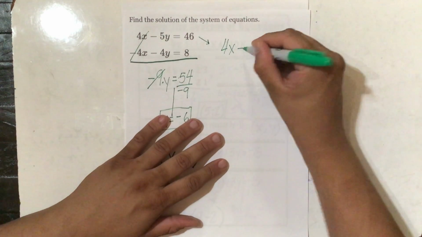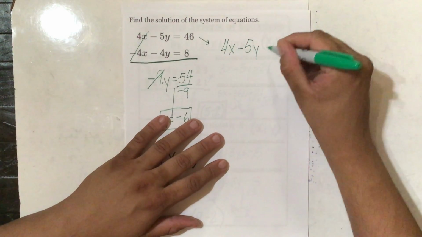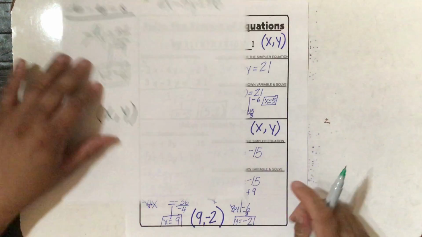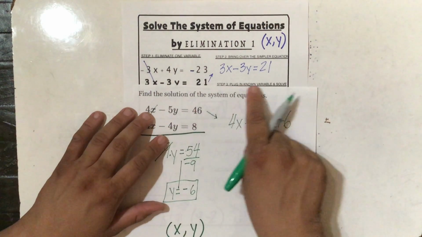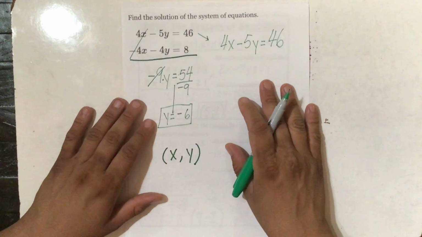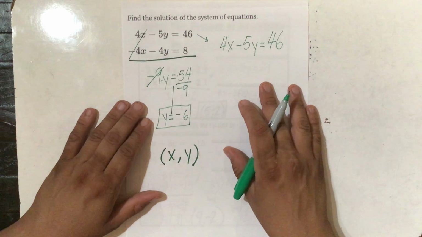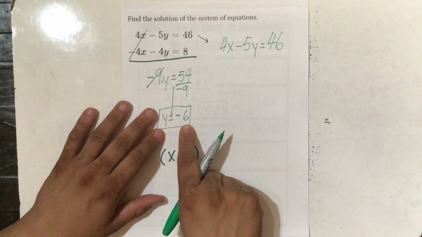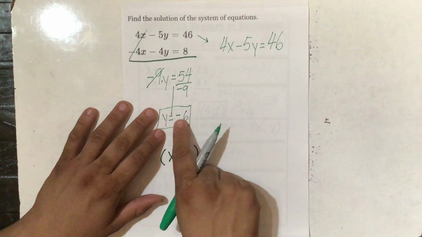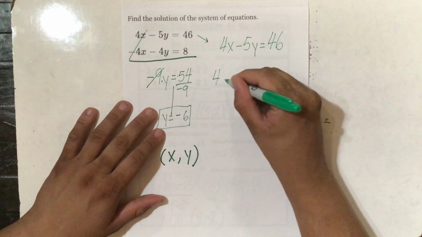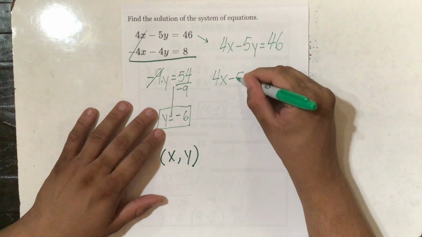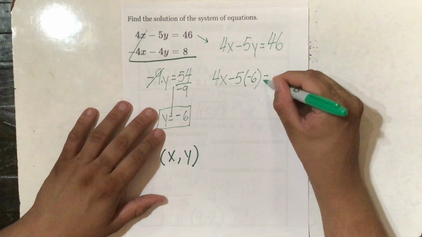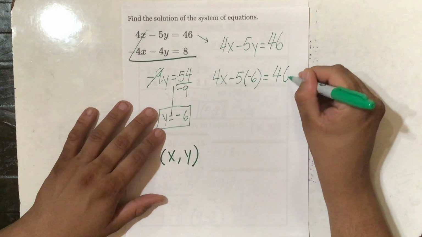4x minus 5y is equal to 46. Okay? Step 3 says plug in known variable and solve. So what do I already know? Well, I already know that y is equal to negative 6. So I'm going to plug in negative 6 right there where the y is. So 4x minus 5 parentheses negative 6 is equal to 46.